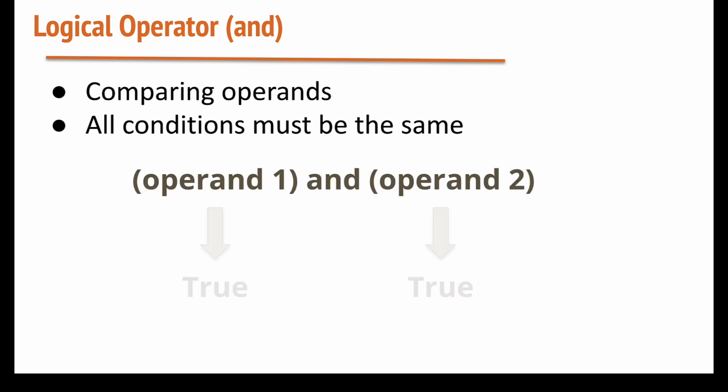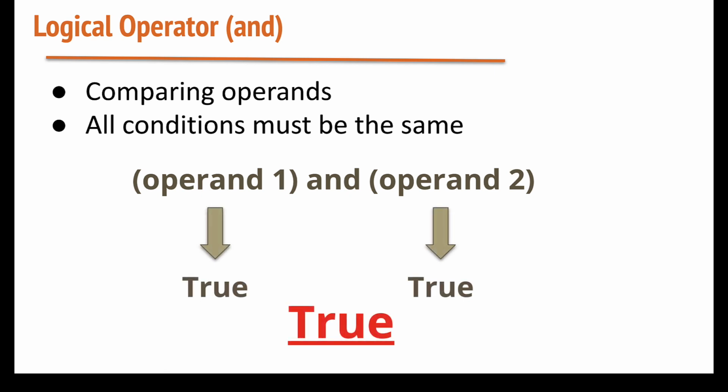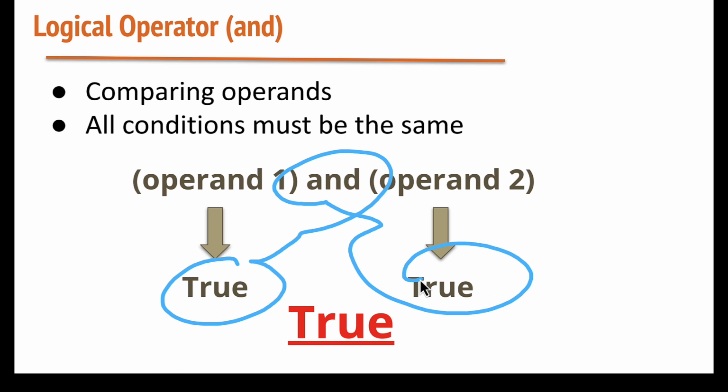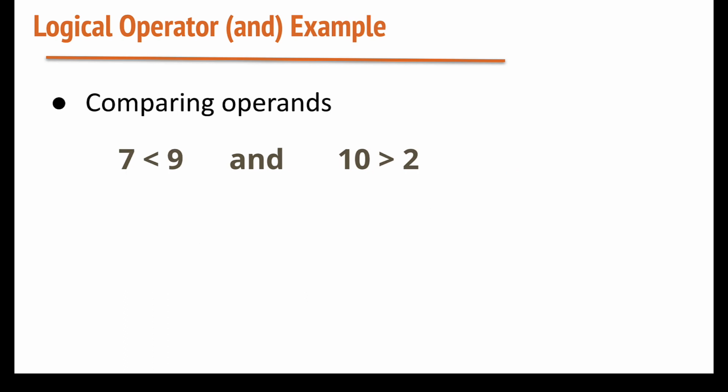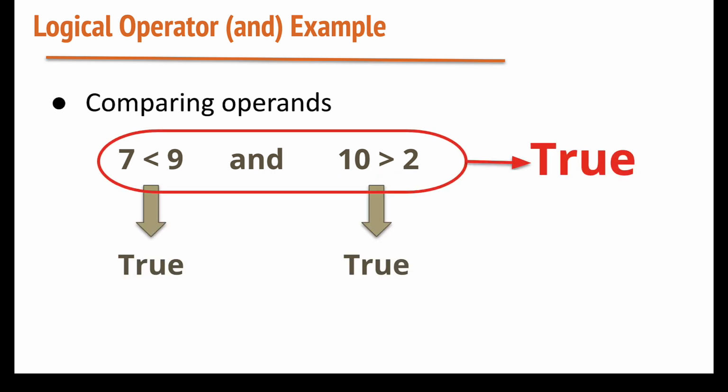Let's take a quick example here. Operand 1 results in a true. Operand 2 results in a true. When we're doing the anding, a true and another true is going to result in true. If we had a false and a false, that clearly would be a false. Again, we're going to have a matrix table coming up identifying this. Utilizing this in a little code snippet, we have 7 less than 9, which is true, and we have 10 greater than 2, which is true. Overall, it's a true statement, so that's going to result in true.